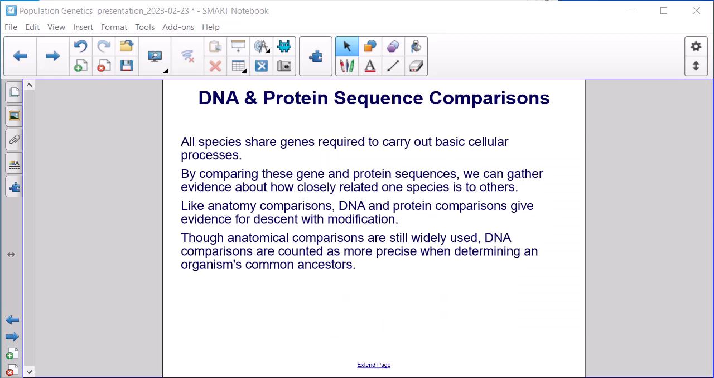All species share genes required to carry out basic cellular processes. By comparing these gene and protein sequences, we can gather evidence about how closely related one species is to another, or to others. Like anatomy comparisons, DNA and protein comparisons give evidence for descent with modification. Though anatomical comparisons are still widely used, DNA comparisons are counted as more precise when determining an organism's common ancestors.